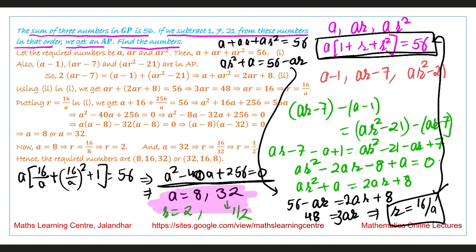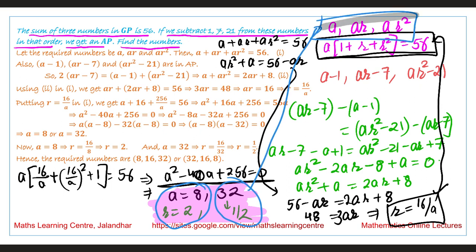So these are the values that we will have. We have A is equal to 8, R is equal to 2, and when A is equal to 32, R is equal to 1 by 2. When we substitute these values in what we have assumed, that the GP is A, AR and AR square, these are the three terms, we obtain the final answer: the three numbers are either 8, 16 and 32, or they are 32, 16 and 8.